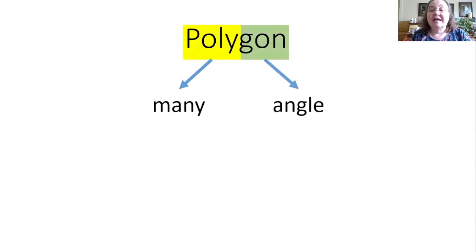Today we're going to start to talk about polygons. What is a polygon? Well, that word polygon comes from Greek. Remember when we studied about Greece and Rome? And that word poly means many. And the gon means angle. So we're going to be looking at things that have many angles.